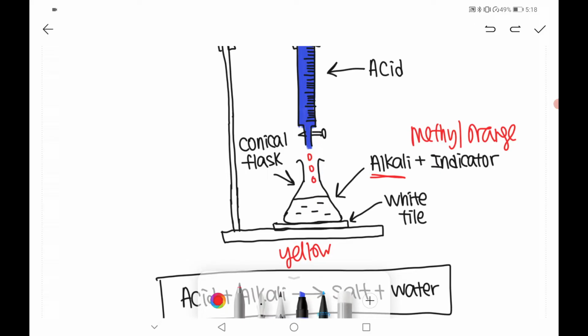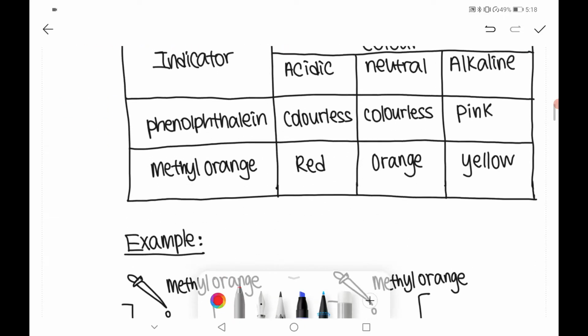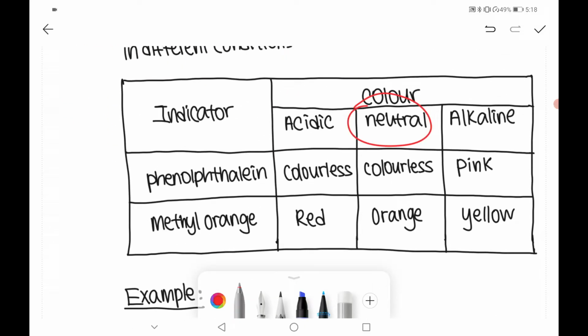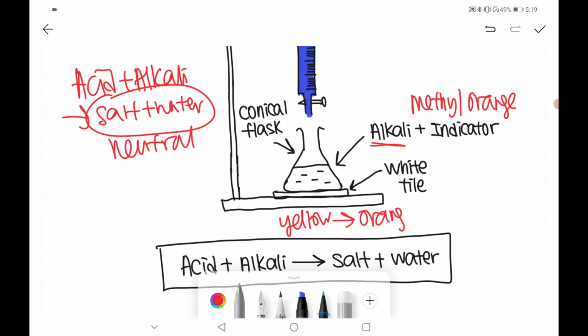When the acid goes in, the acid will react with the alkali. When acid mixes with alkali, they will react and produce salt and water. Salt and water are neutral. So in neutral condition, the methyl orange will change into orange color. Now you can see the color change from yellow to orange.